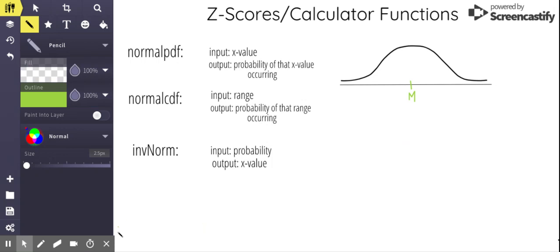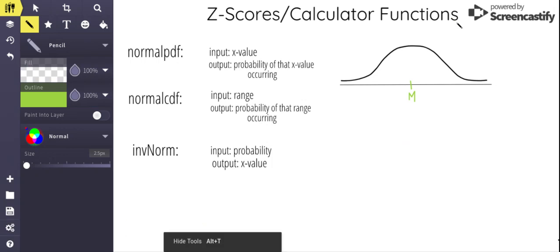Hey guys, and today in this math video, we are going to learn how to look at z-score and different calculator functions relating to statistics. So let's get started. So first, we have our normal PDF function. And in our previous video, we looked at the z-scores, normal distribution, and also how to look at all the significant points for a set of data.